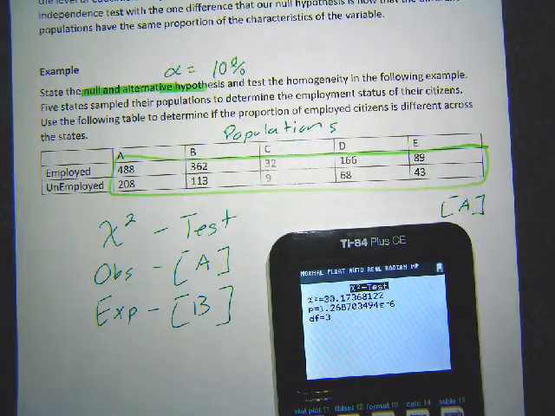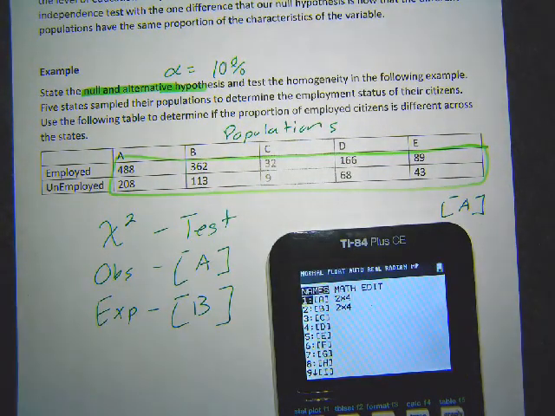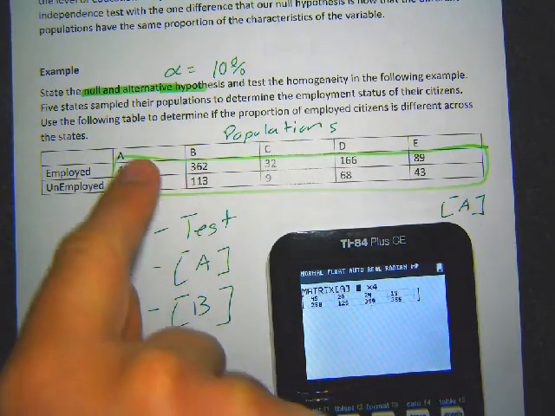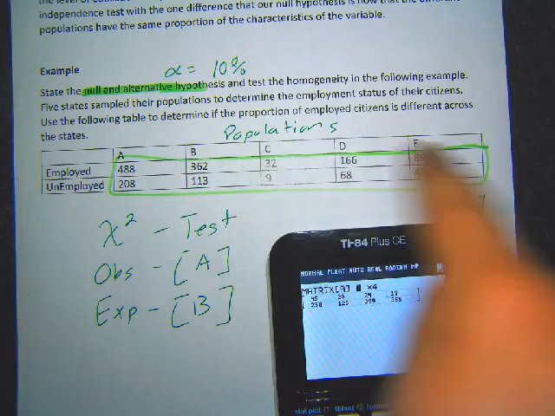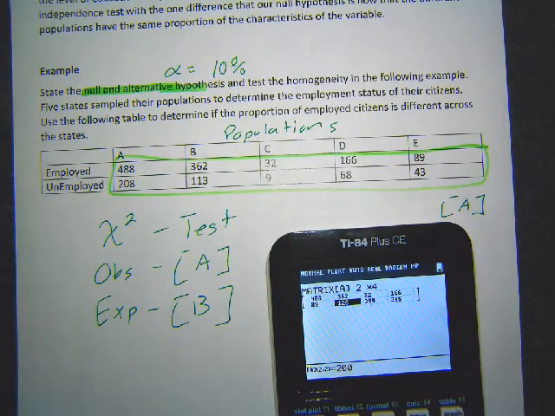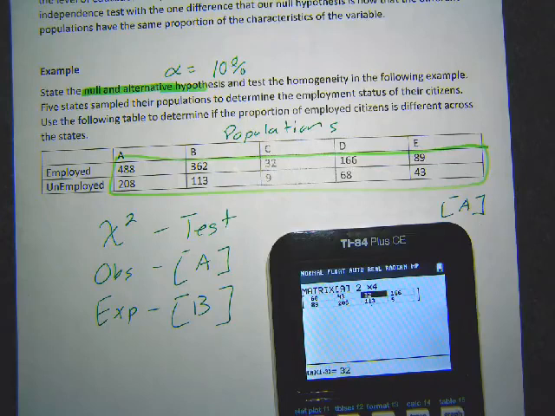Second matrix, go over to edit. We have to determine the size, right? So this is 2 by 1, 2, 3, 4, 5, so 2 by 5. And then type in the results, so 488, 362, 32, 166, 89, 208, 113, 9, 68, 43.